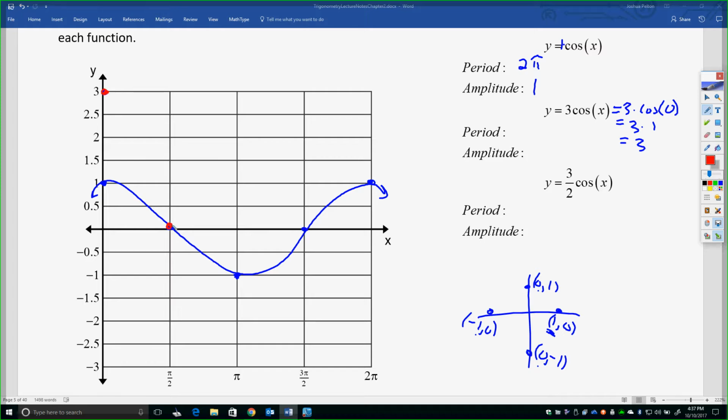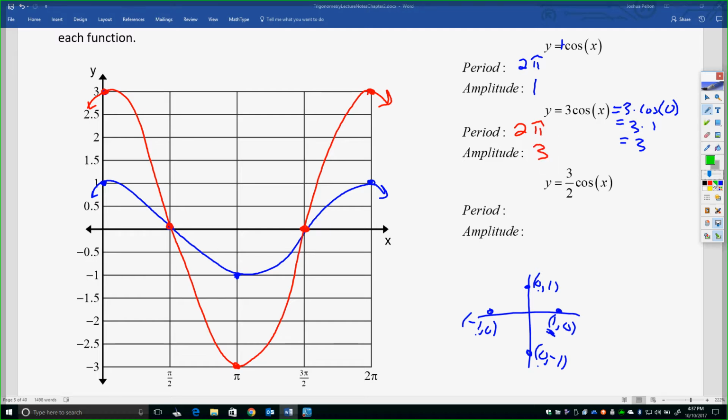This 0 stays a 0. This negative 1 becomes a negative 3. The 0 still becomes a 0, and the 1 becomes a positive 3. So we get a new cosine, where this is still 2 pi for one cycle, but my amplitude is now 3.